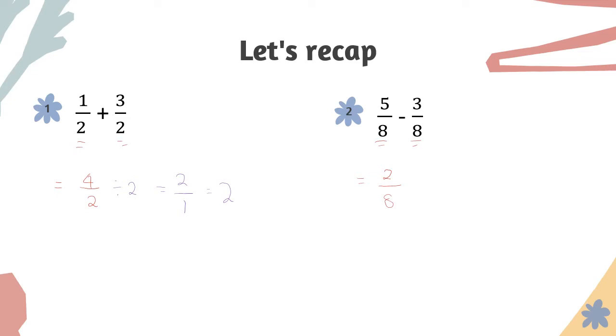Now ask yourself, can you reduce or can you simplify your answer? If both the numerators and the denominators are even numbers, yes, you can. So you can divide this by 2. So this becomes 2 divided by 2 gives us 1. 8 divided by 2 gives us 4. Now ask yourself again, can you further simplify or reduce this fraction? If it's the smallest and you cannot reduce it further, then that's your answer.